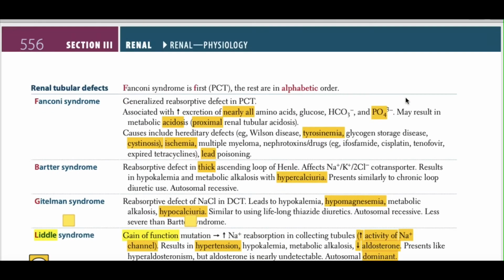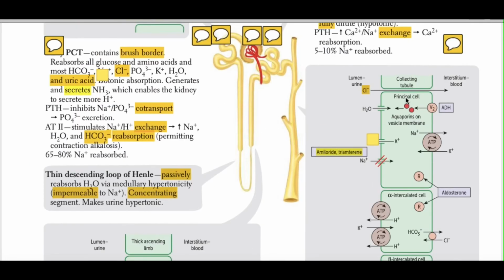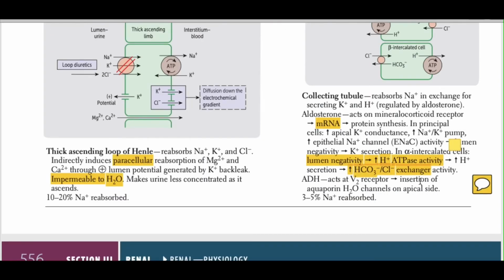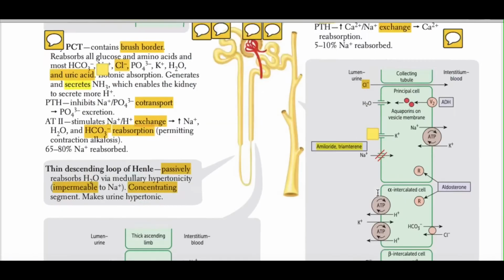So here you can see antidiuretic hormone binding with V2 receptor results in aquaporins on vesicle membrane. So there will be increased water reabsorption. Alright, so it acts on V2, insertion of aquaporin H2O channels on the apical side. Let's get back to our topic.